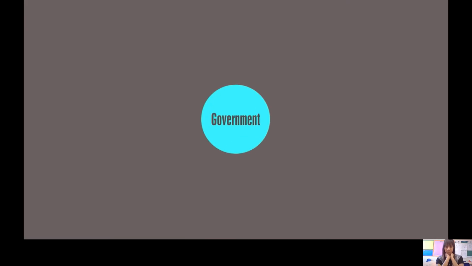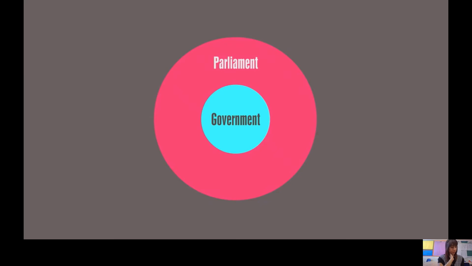You've probably heard of the government. The government's job is to run the country. Parliament's job is to check and challenge what the government does. Let's take a closer look at what happens in Parliament today.